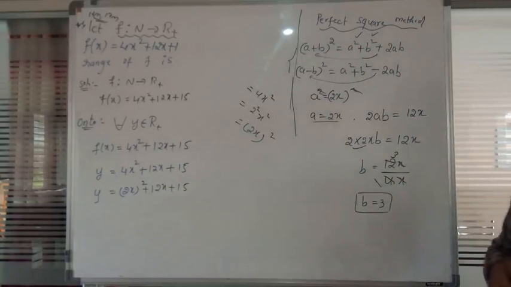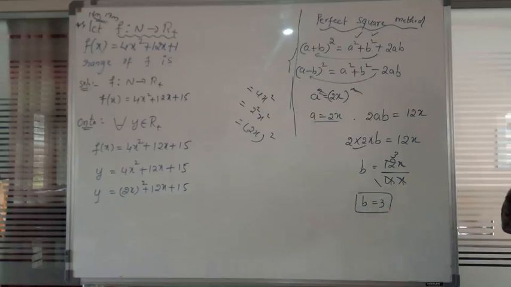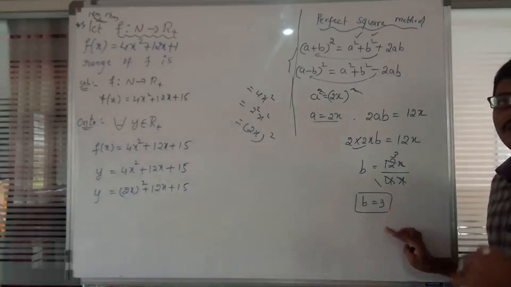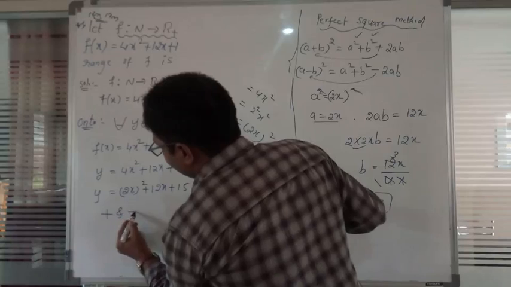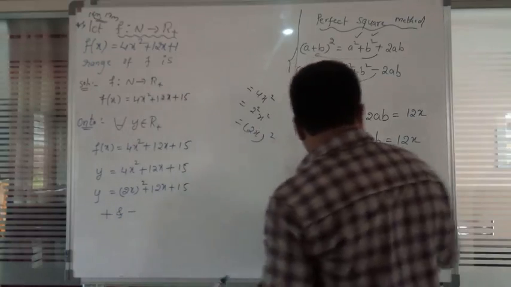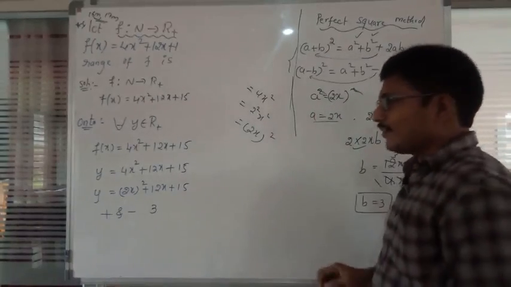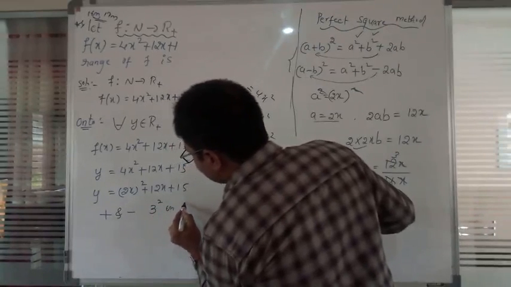It contains b square, b is equal to 3. Okay, what you must do is add and subtract 3 square, it's not a 3. You should not just add and subtract 3, you should add and subtract 3 square. Okay, it's not a 3. Add and subtract 3 square on the RHS.